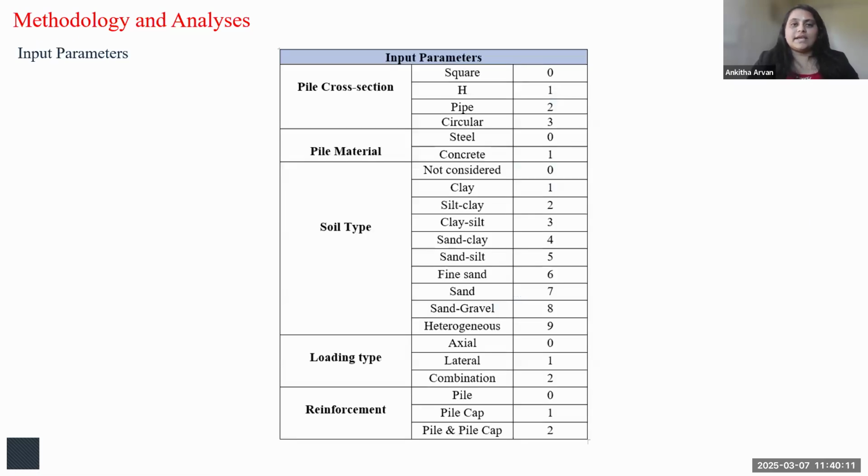As I told you, these were the different parameters we gave for the input, which included the cross section, which could be square, hedge, pipe, circular, or steel pile. Then the pile material, of course, steel and concrete. Then the soil types, different types of soils, and they were given varied numbers accordingly, because we could only input numbers into the ANN, right? To represent the characteristics. Then the loading type, of course, and the reinforcement, whether it's only in the pile, or pile cap, or both pile and pile cap.